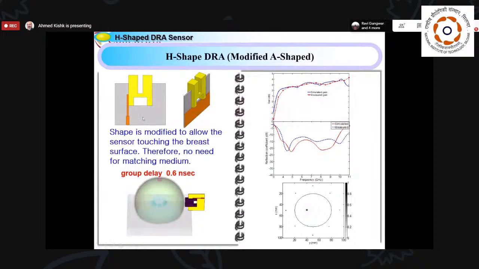Also, another type of resonator, instead of the A shape, we make it an H shape, and at that time we needed it to be used as a sensor for breast cancer detection. Instead of surrounding the breast with some material to reduce the direct reflection from the breast, we attached the resonator directly to the breast.